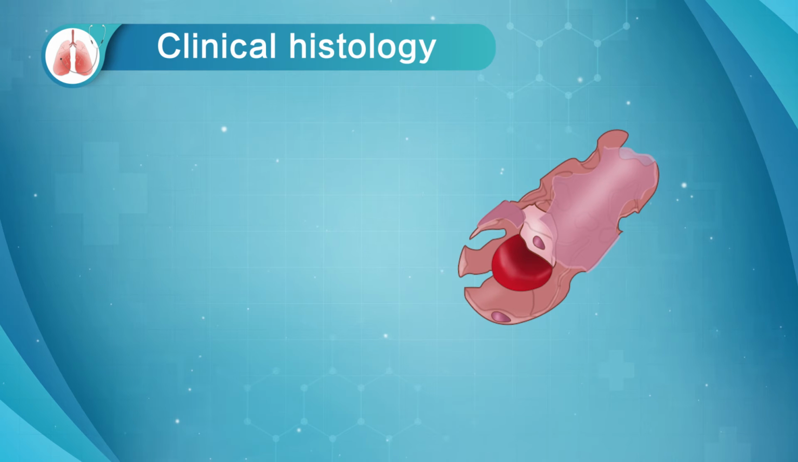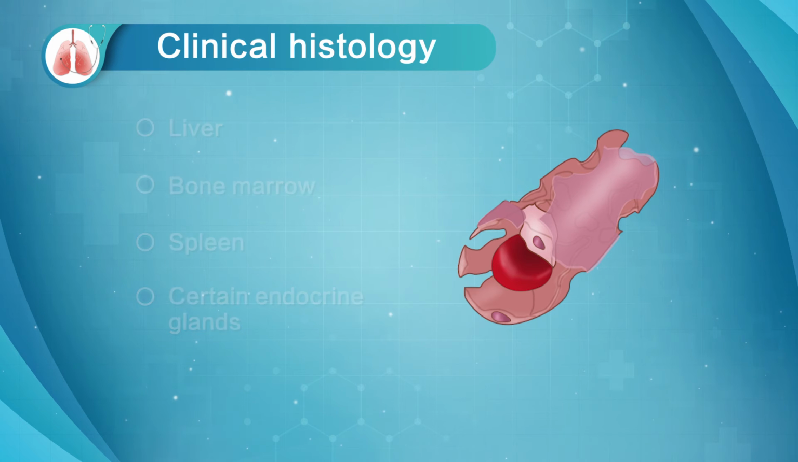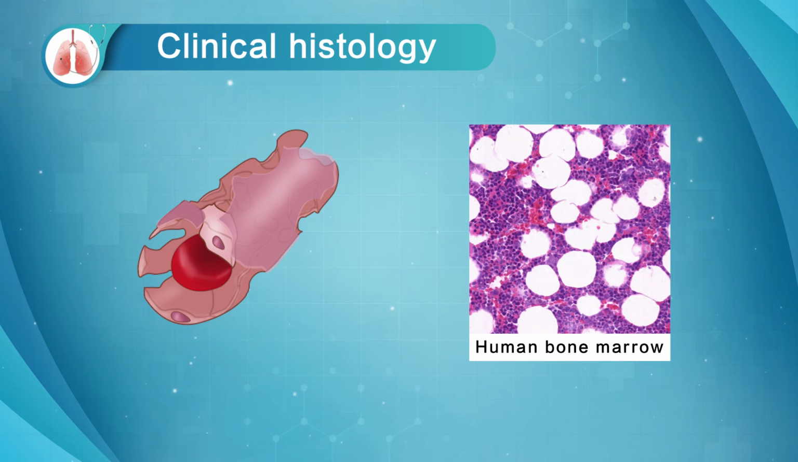Sinusoids are mainly found in the liver, bone marrow, spleen, and certain endocrine glands. This H&E stained slice shows sinusoids in human bone marrow. Please pay attention to the wide and irregular shaped capillaries indicated by yellow arrows.